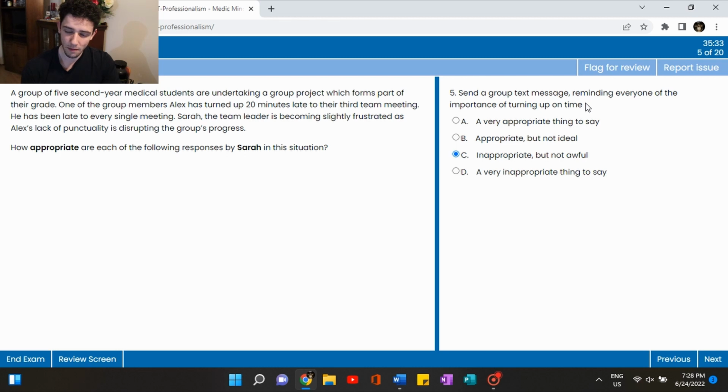But then at the same time, you're not being very specific, and it's probably not going to solve the problem that is happening right now. So it's not completely inappropriate because you are dealing with it at a local level, but it's not that effective either. So we'll go with C.